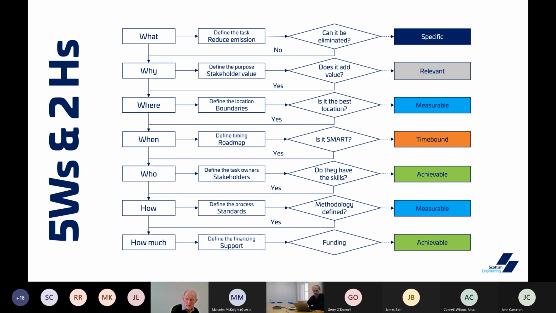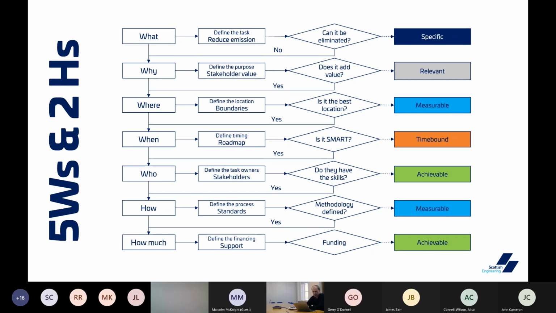The who is about the stakeholders in that process. And for that, the question is going to be, do they have the skills? Because if they have the skills, it makes it achievable. If they don't have the skills, then we can find out where to get the skills, and we can combine those skills as well later on, the OSF: on the job, social or formal, some process we talked about before. The how is about the standards, it's about defining the methodology. And again, that makes it measurable. Once you've got the methodology, you can do the measurements. And how much, finally, is about support, and it's about funding, it's about financial and human resources. And that, again, if it's all in place, makes it achievable.